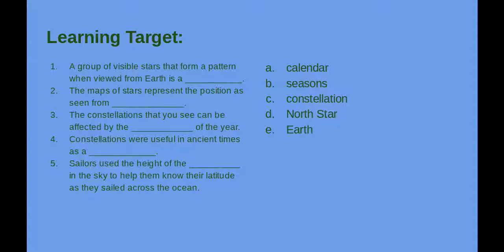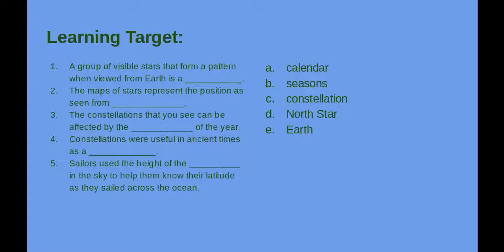Let's check our learning targets. Number 1, a group of visible stars that form a pattern when viewed from Earth is A, calendar, B, seasons, C, constellation, D, North Star, E, Earth. The correct answer is C, constellation. Number 2, the maps of the stars represent the position as seen from E, Earth. Number 3, the constellations that you see can be affected by the blank of the year. The correct answer is B, seasons.